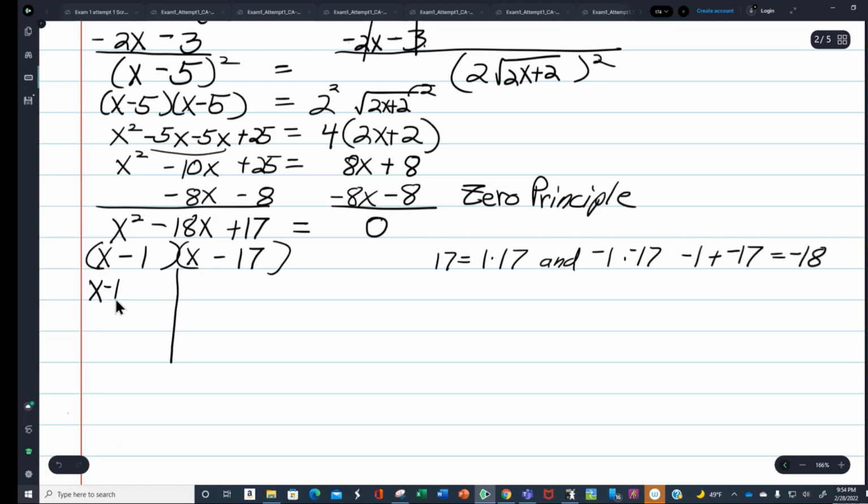X minus 1 equals 0. X minus 17 equals 0. Add 1 to both sides. I get x equals 1. Add 17 to both sides. I get x equals 17. Now all I have to do is check my answers.